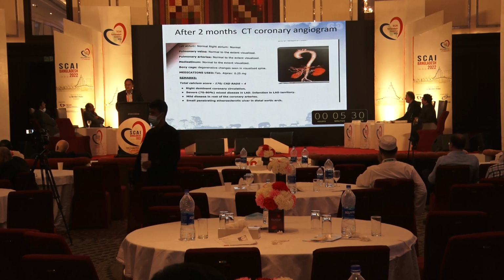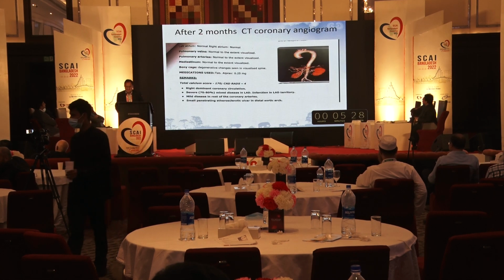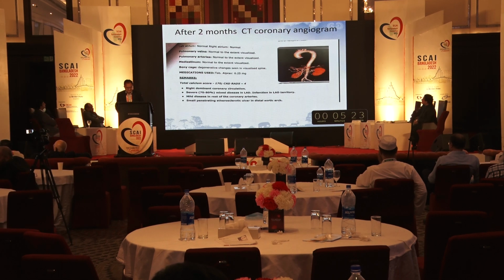So this patient went back home and did a CT angiogram. It showed dominant right coronary arteries. There was a severe 70 to 80% lesion in the LAD. There was infarction in the LAD territory, mild disease in the coronary arteries, and a small penetrating ulcer in the distal aortic arch. We all know that SCAD is associated with fibromuscular dysplasia involving cerebral, renal, and iliac arteries; other arteries were not blocked.